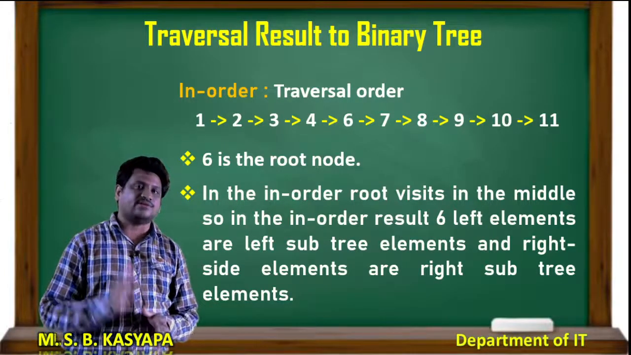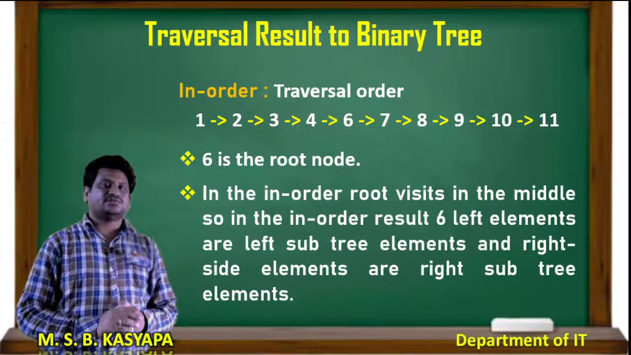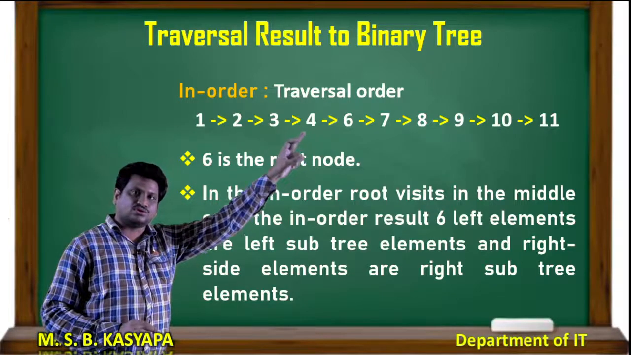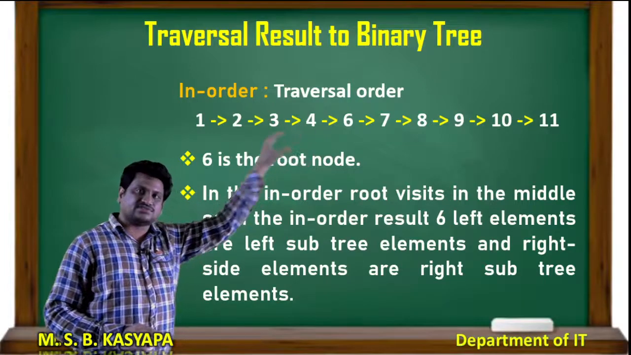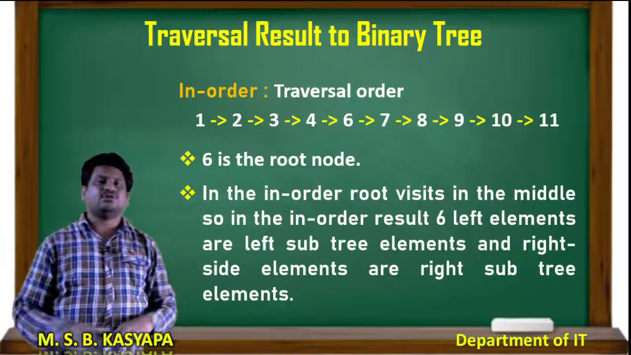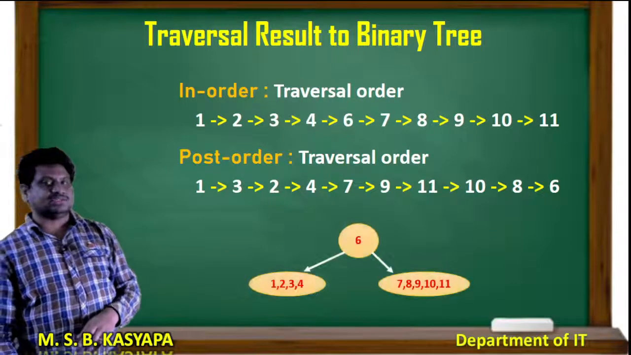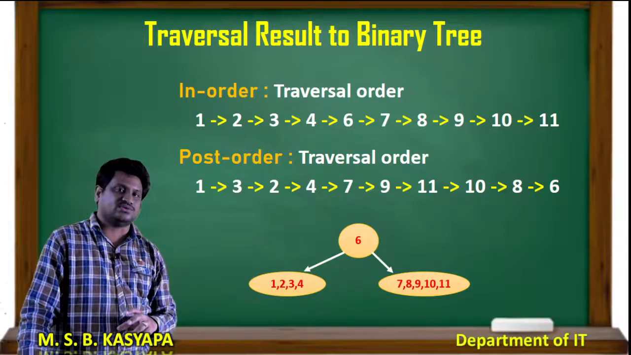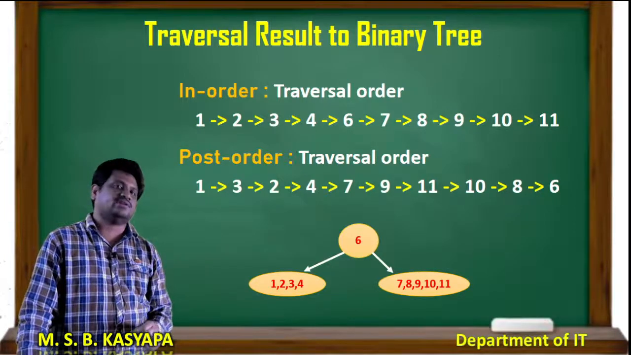Then what do I have to do? I have to check what the left side elements and right side elements are. If you see the in-order, 6 is the middle value. So 1, 2, 3, 4 can be treated as the left subtree, and after 6, the elements 7, 8, 9, 10, 11 are treated as the right subtree. According to this traversal, 6 is the root node, 1, 2, 3, 4 are on the left, and 7, 8, 9, 10, 11 are on the right.